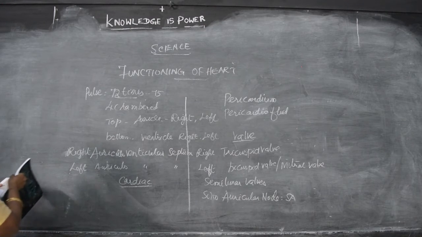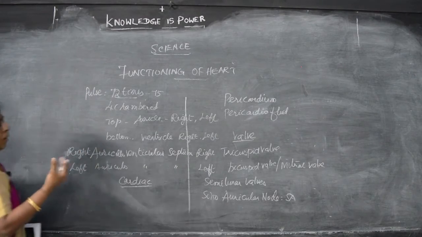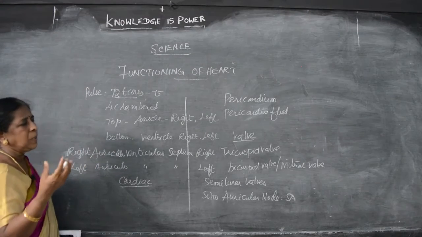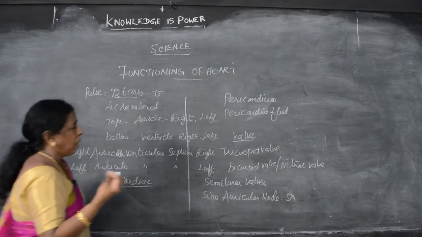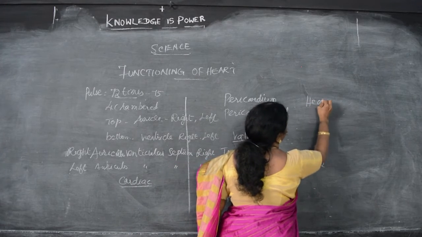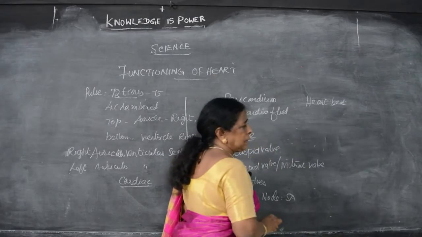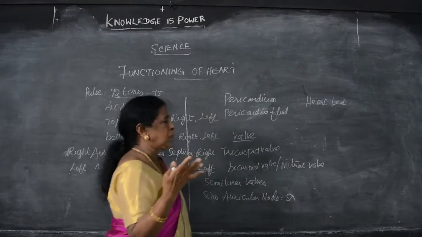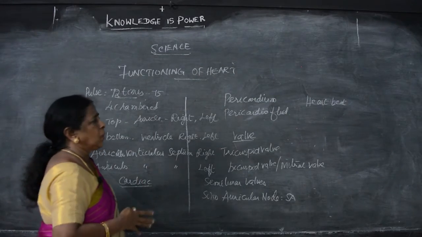Cardiac cycle I said already. That is pulse, heartbeat. Because of the heartbeat only, blood flows from the auricle to the ventricle, and from the ventricle to the auricle. What is the heartbeat? The sound of the heart is known as heartbeat. That is contraction and relaxation of muscles. I said the heart is made up of a special kind of muscle, that is cardiac muscle.